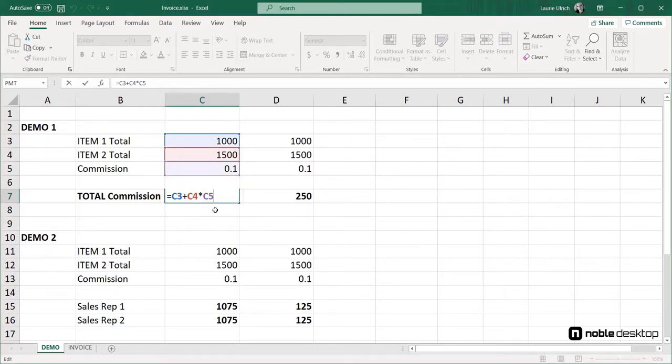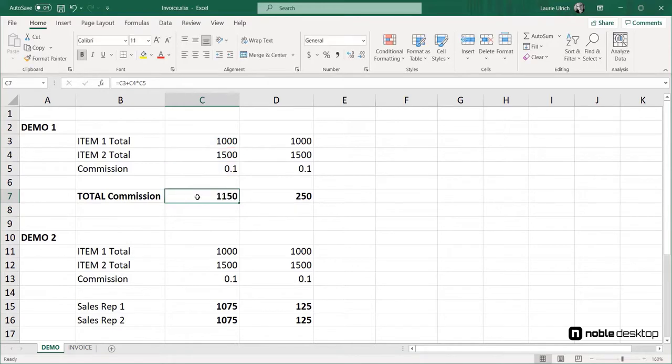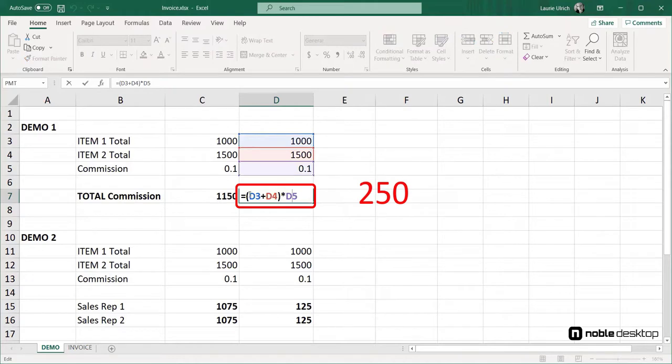The process? Due to the rules of order of operations, the multiplication is done first, C4 times C5, and then C3 is added to the result. With the parentheses, for the same numbers in column D, the answer is 250. And that's correct. Thanks to the parentheses, the two items are added together first, and the result of that is then multiplied by the commission percentage. That's the right formula and the right answer.